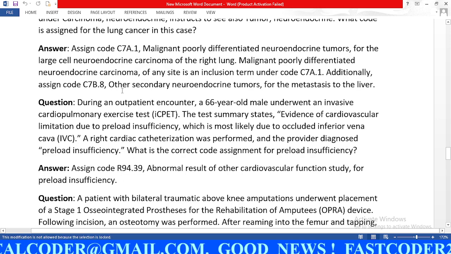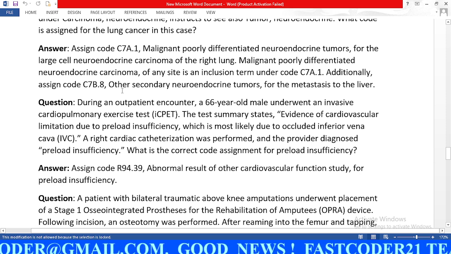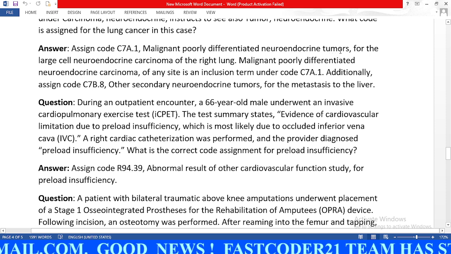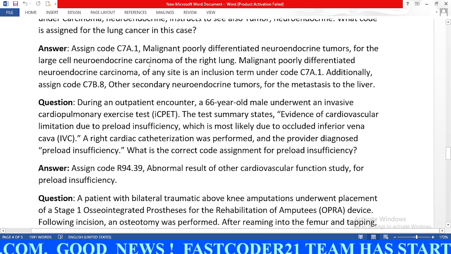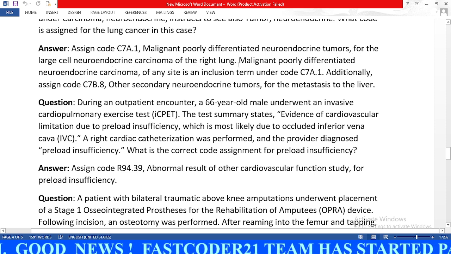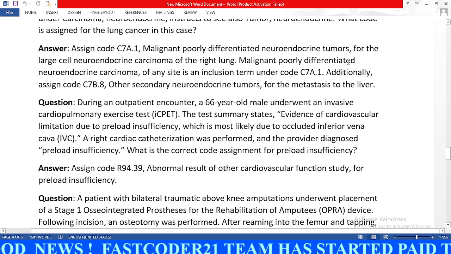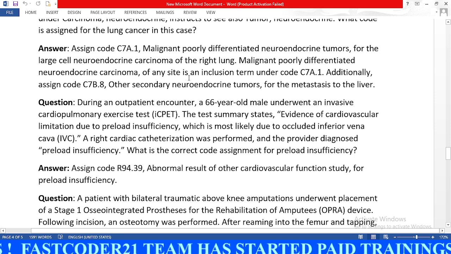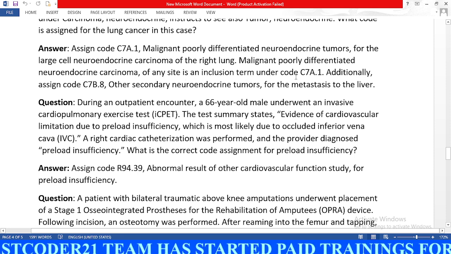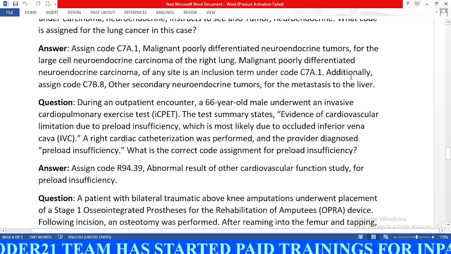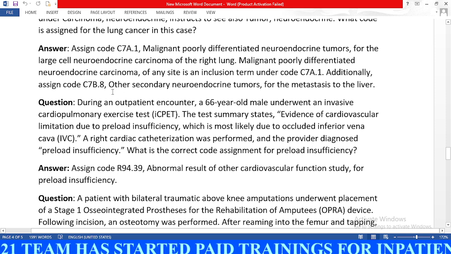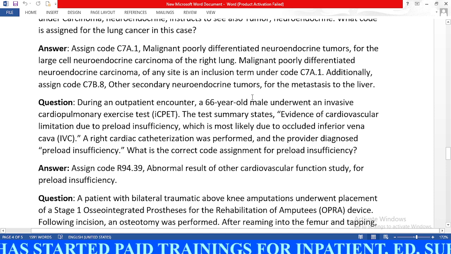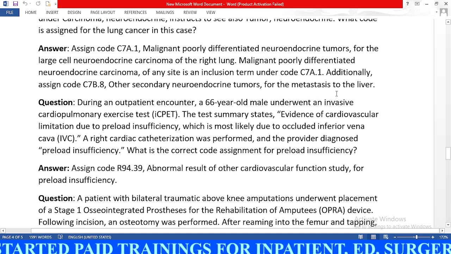Here, assign code C7A.1, malignant poorly differentiated neuroendocrine tumors, for the large cell neuroendocrine carcinoma of the right lung. Malignant poorly differentiated neuroendocrine carcinoma of any site is an inclusion term under C7A.1. Additionally, assign code C7B.8, other secondary neuroendocrine tumors, for the metastasis to the liver.